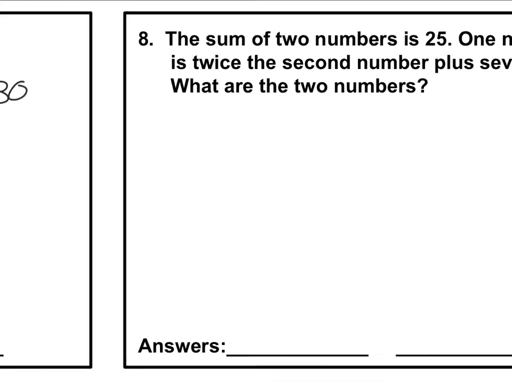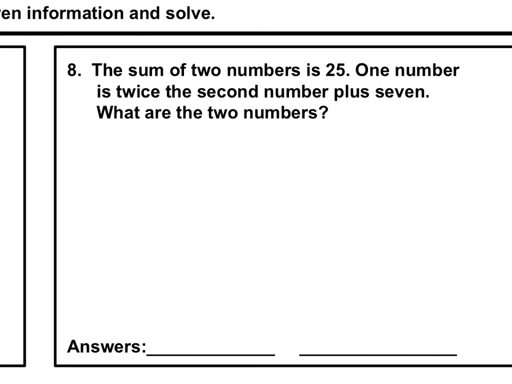Okay, all right, this one's a little bit more involved. The sum of 2 numbers is 25, so x plus y, those are my 2 numbers. They're unknown, but the variables represent the two numbers. And it says one number is twice the second number plus 7.